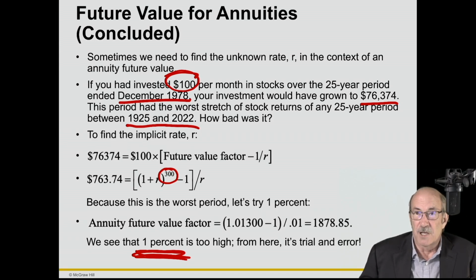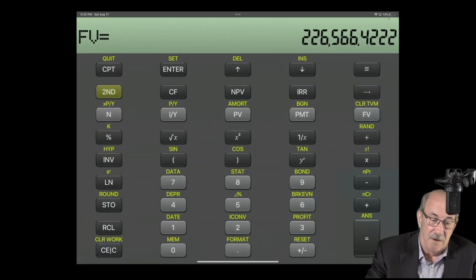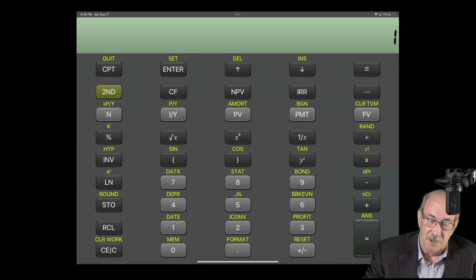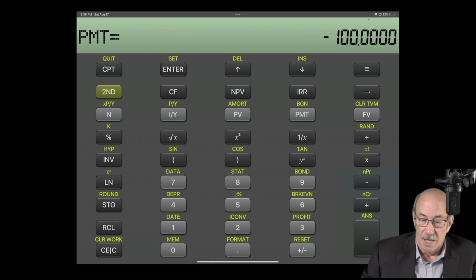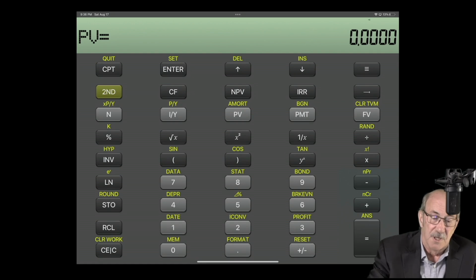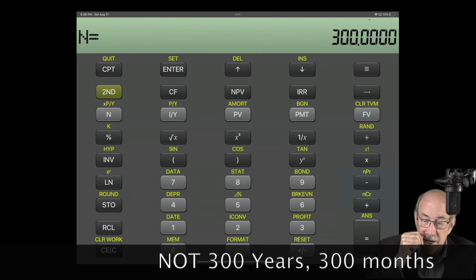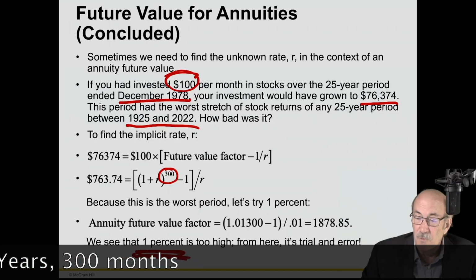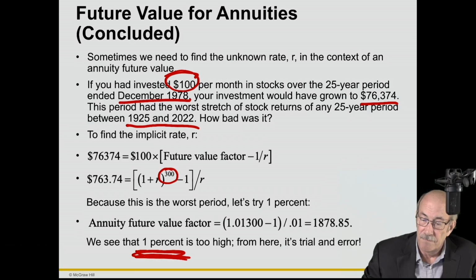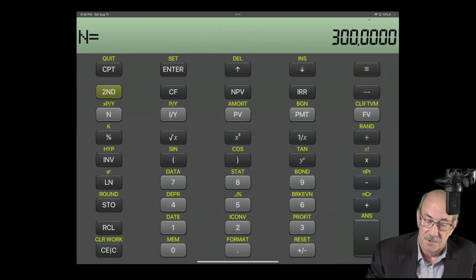But let's plug the numbers into the calculator and get an exact figure on this. So we have, clear it, $100, and that's a negative every month. And we are going to zero out the PV. We're going to do this for 300 periods. All right. And the future value was $76,374. Plug that in.